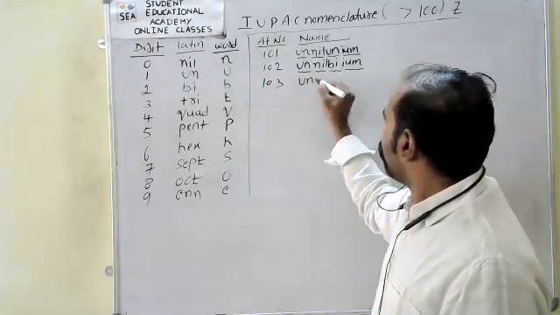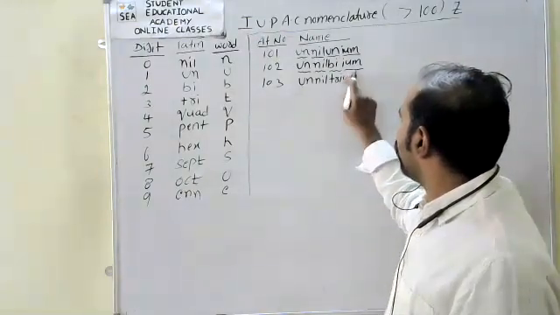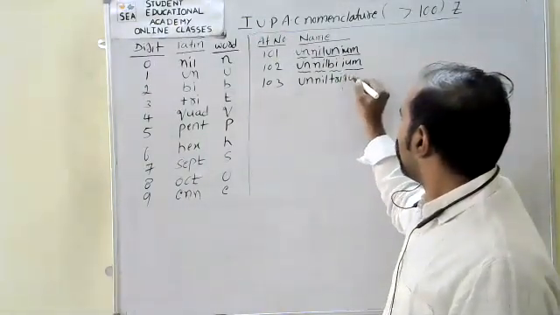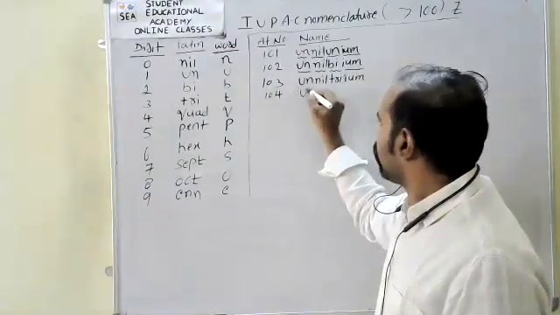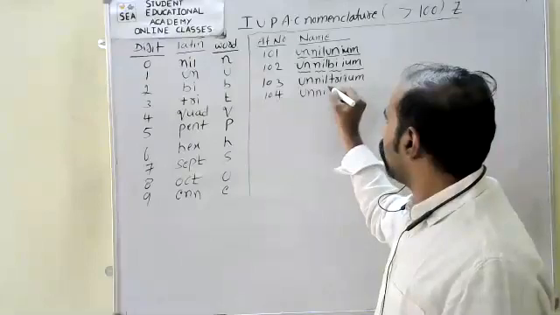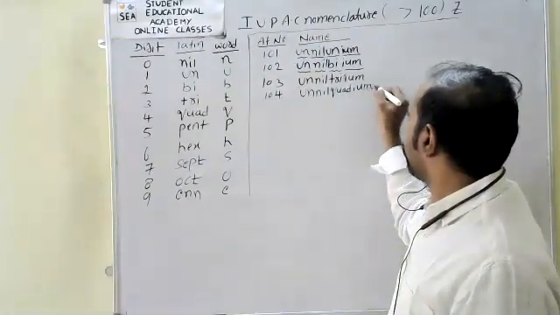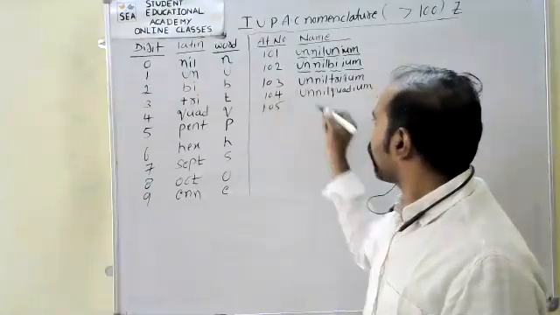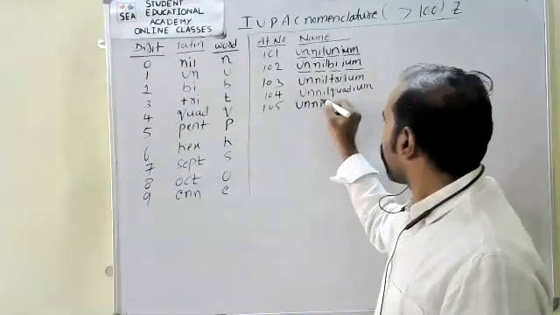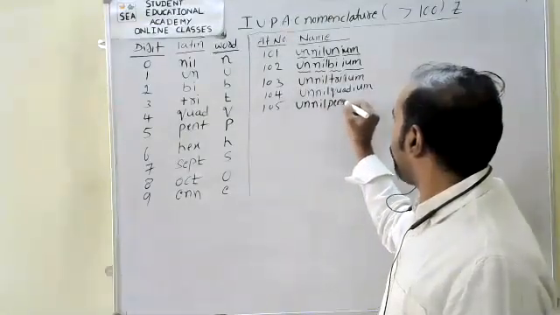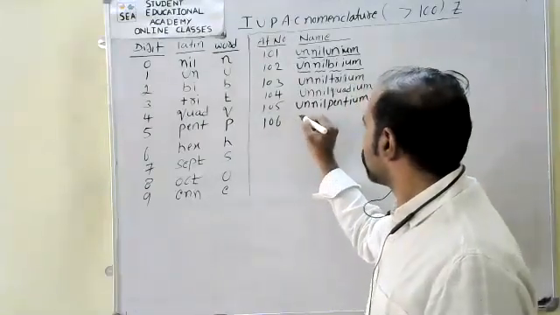Un nil trium. Very good. Say 104. Un nil quadium. Very good. 105: Un nil pentium. Okay, say 106.